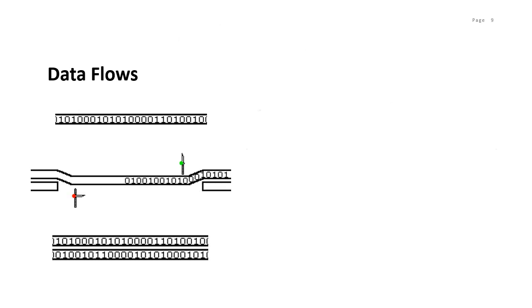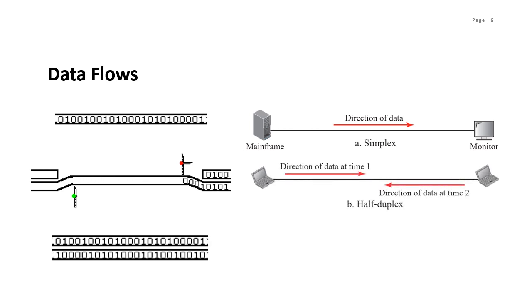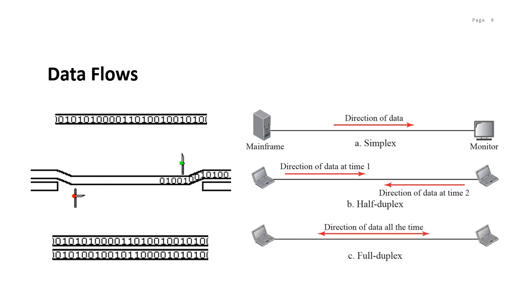This is another figure for you to understand. In simplex, the direction of the data is unidirectional, whereas half duplex can move both ways. It can be bidirectional, but not at the same time, whereas for full duplex, the direction of data at all times can be simultaneously both ways.